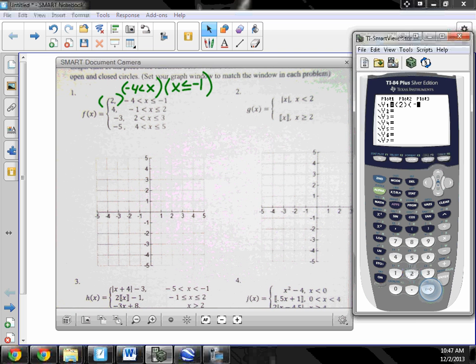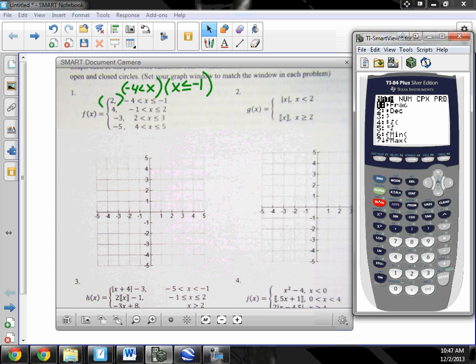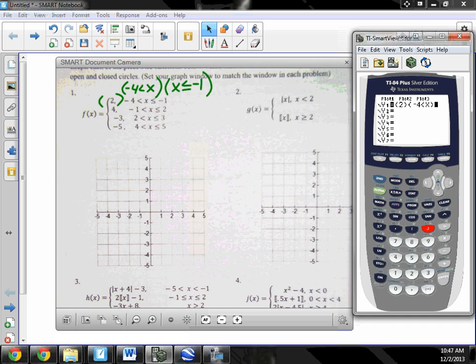So parenthesis -4, oh, wrong button, second test, less than x, and then x less than or equal to -1. So go ahead and type in all of those functions.